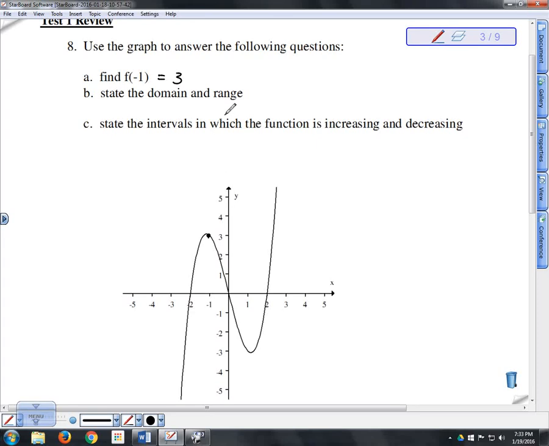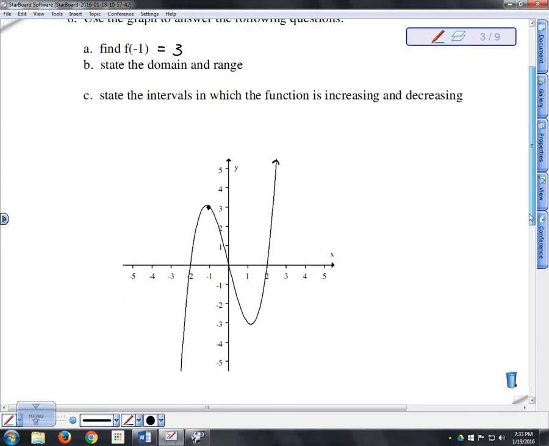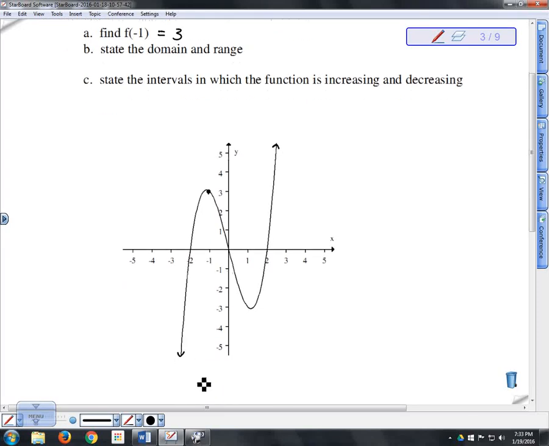State the domain and range. The graph didn't come over quite as I had hoped. There's supposed to be an arrow there and an arrow there. That implies that the graph continues upward and downward in both directions. So the domain, if we were to choose any value along the x-axis, eventually we could find a point on the graph with that x value. No matter how far in the negative direction, no matter how far in the positive direction, any number on the x-axis is going to have a point on the graph somewhere. So the domain is all real numbers.